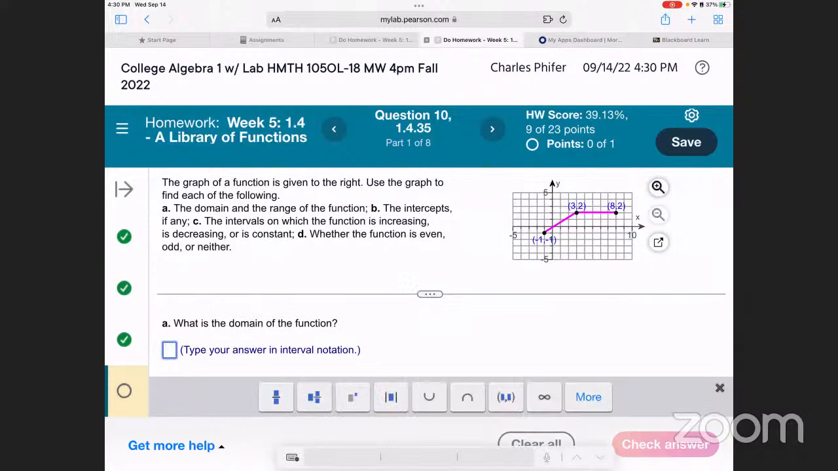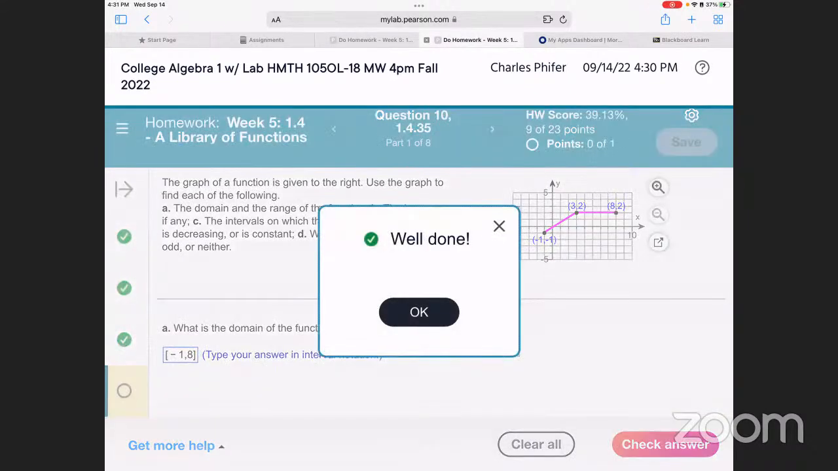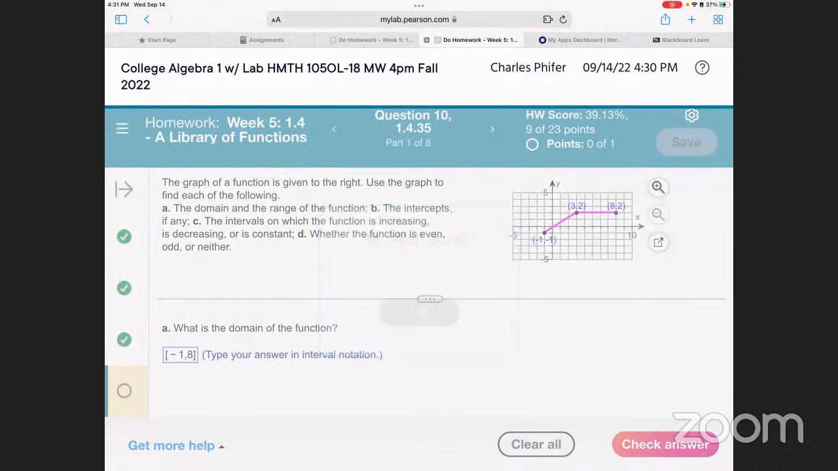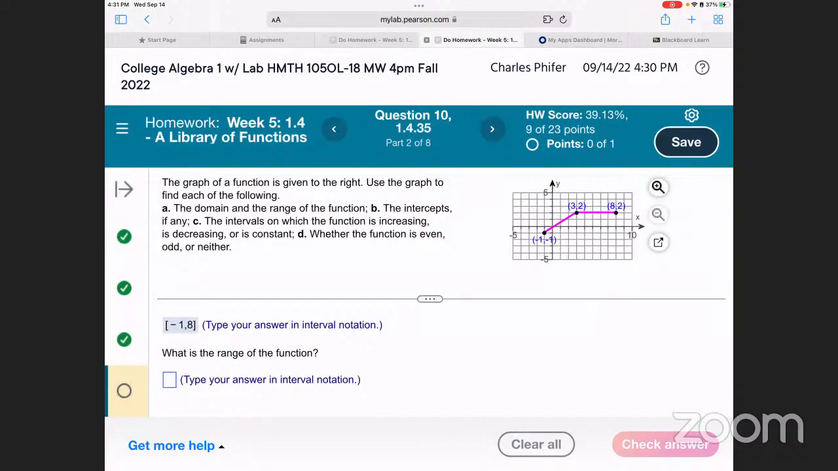okay, I'm going to use brackets because we're including this number. The far left, x goes to -1. The far right, x goes to 8. And we include both of these numbers because it's defined when x is -1 and it's defined when x is 8. There are no holes or gaps or breaks, so every x between those is accounted for. The range is the very bottom to the very top. So this is going from -1 to 2, and we're using brackets for a similar reason.